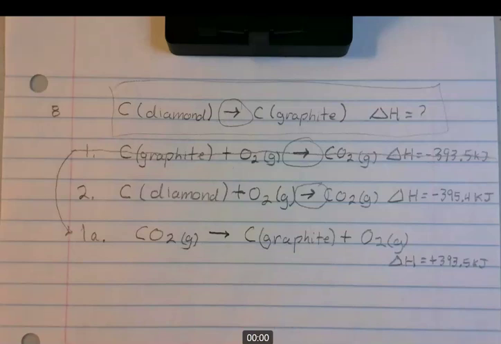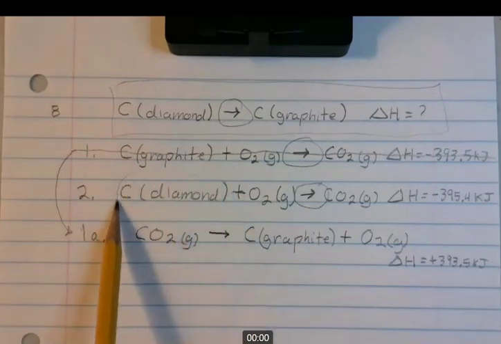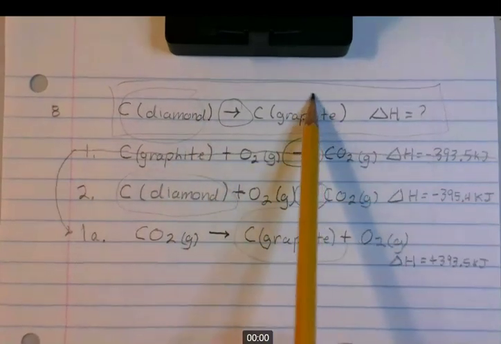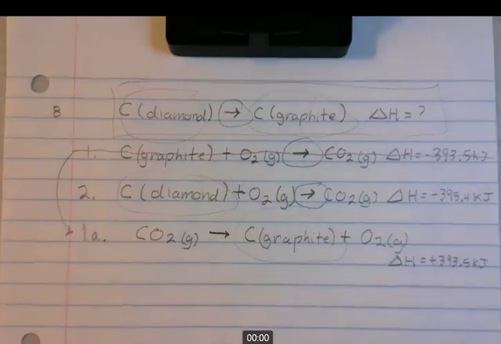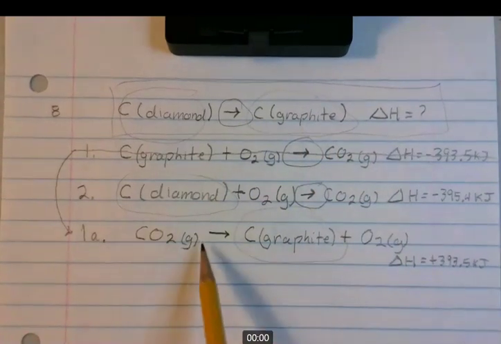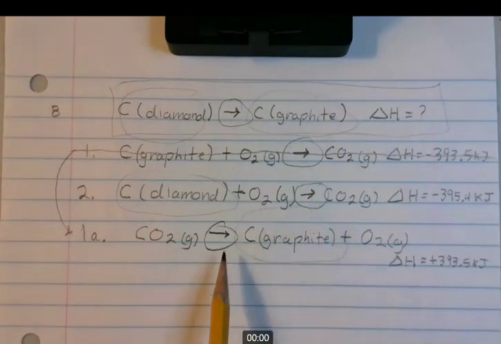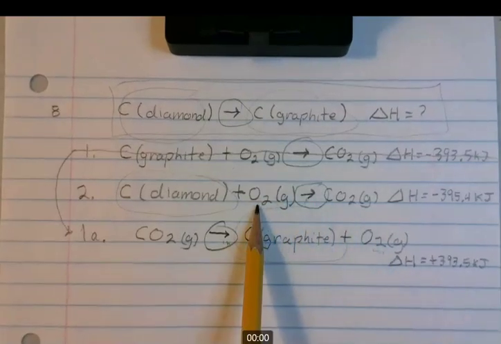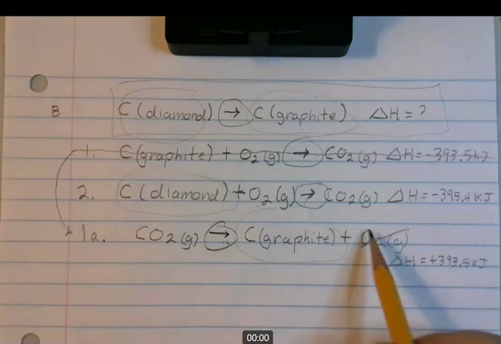So now we see what we have. On the left, we have diamond. That's good. That's what we want. And on the right, we have graphite. That's what we want there. So hopefully everything else cancels. So I'm going to circle all of my arrows. On the right side of this arrow, I have O2. And on the left side of this arrow, I have O2. So they cancel out. Okay.